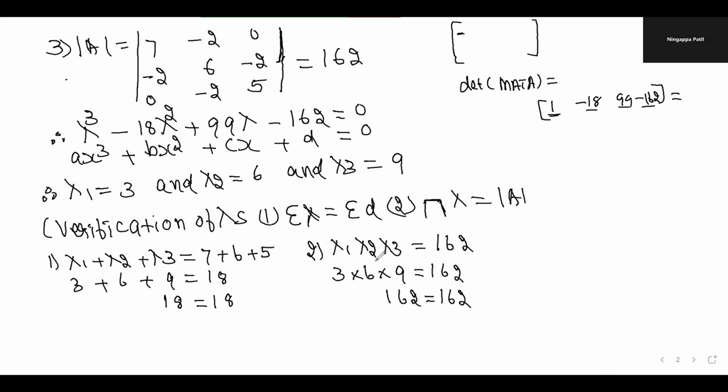And one more test for this. The product of lambda, means lambda 1 into lambda 2 into lambda 3, equals determinant A. Determinant A value is here only, 162. Then lambda 1, 3 into 6 into 9, multiply, 162, means correct only. You can check by means of only one formula. That is all. Okay. This gives the confidence part.